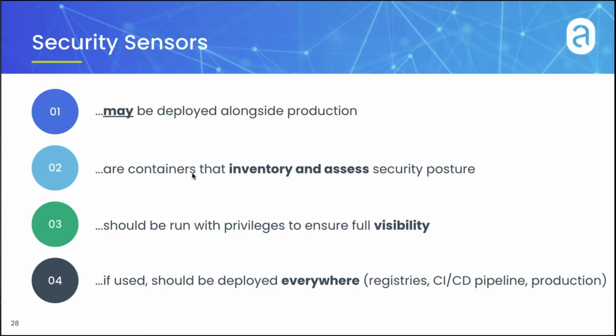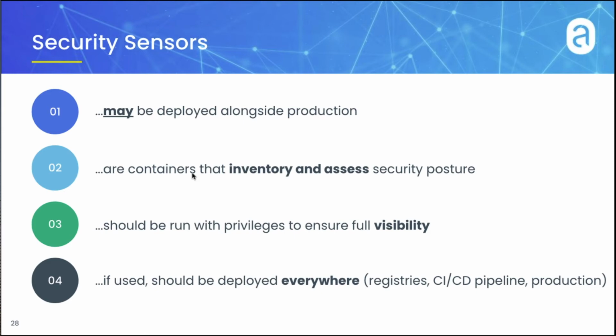It should be run with privileges to ensure full visibility. So we want to make sure we can gather all the information we need, but also make sure that security tool is running with the appropriate privileges. Nothing new there from the FedRAMP perspective. That goes into how you would configure most of your other tools in your FedRAMP environment and within your boundary. And if it is used, it should be deployed everywhere. So you should have this running within your CI/CD pipeline, which Jeremy already spoke about, alongside production.